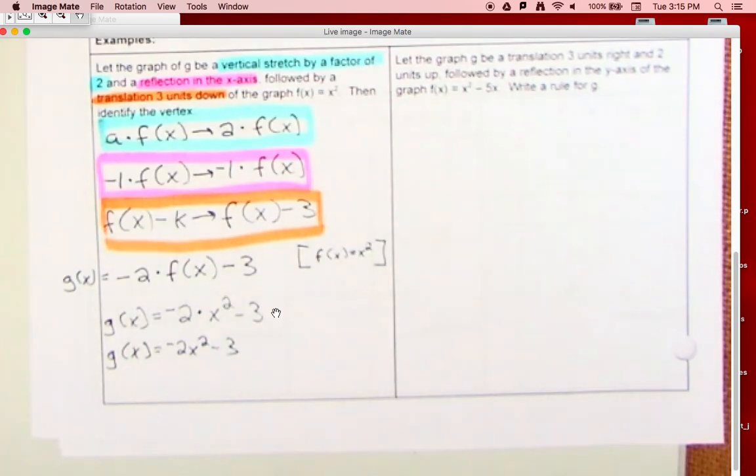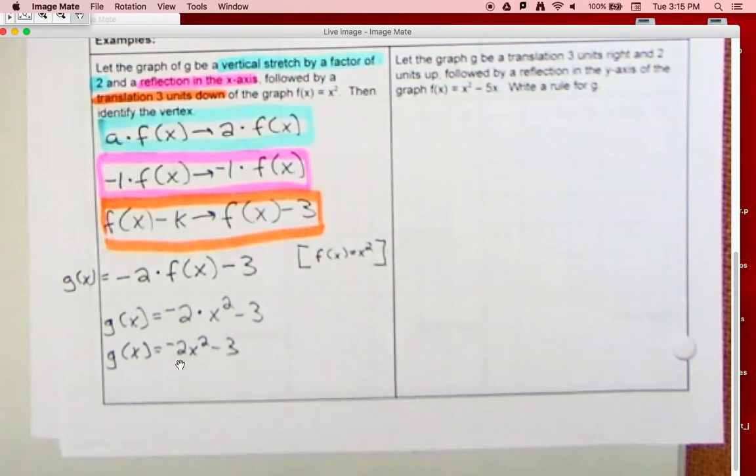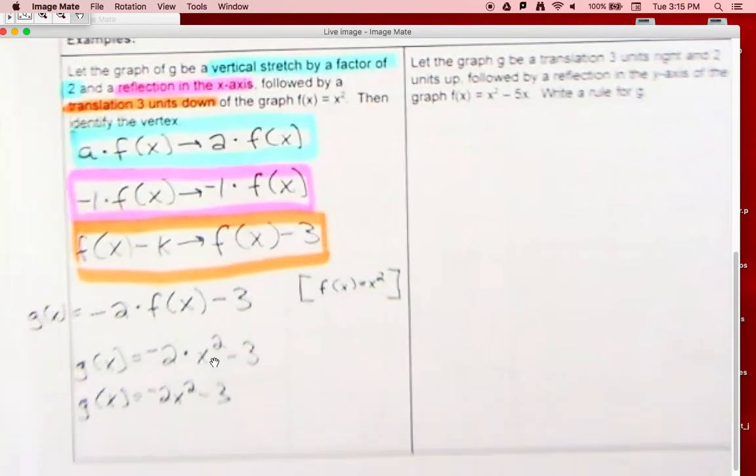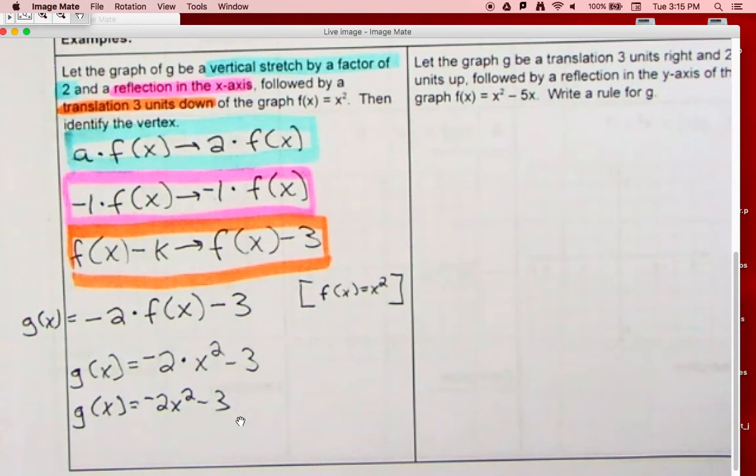So this is the function g. I've got a vertical stretch by a factor of 2. That's this 2 right here. I've got a reflection in the x-axis. That's the negative. And I've got it moved 3 units down. All right? So that's the whole idea there.